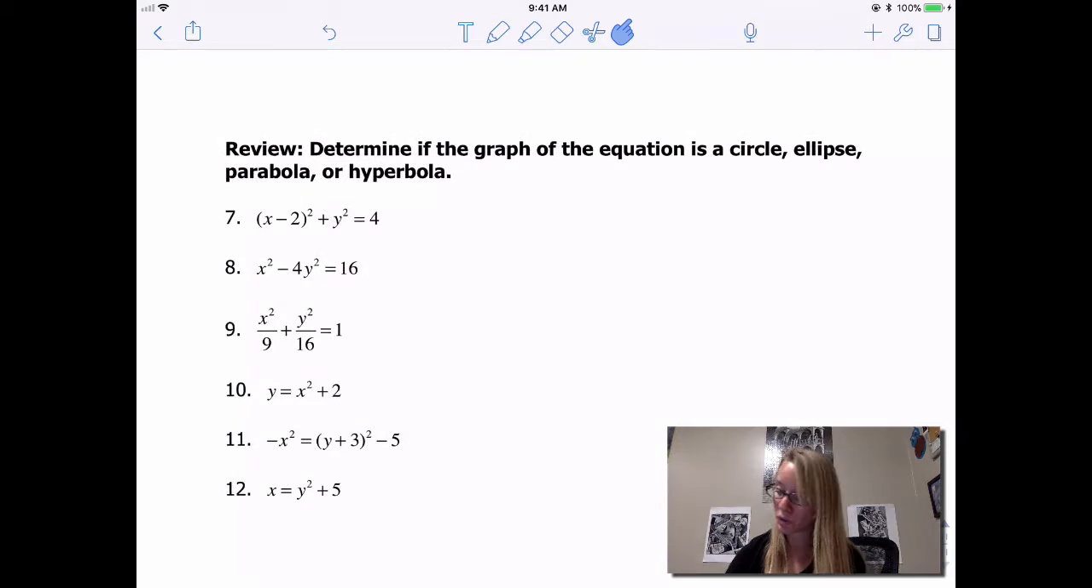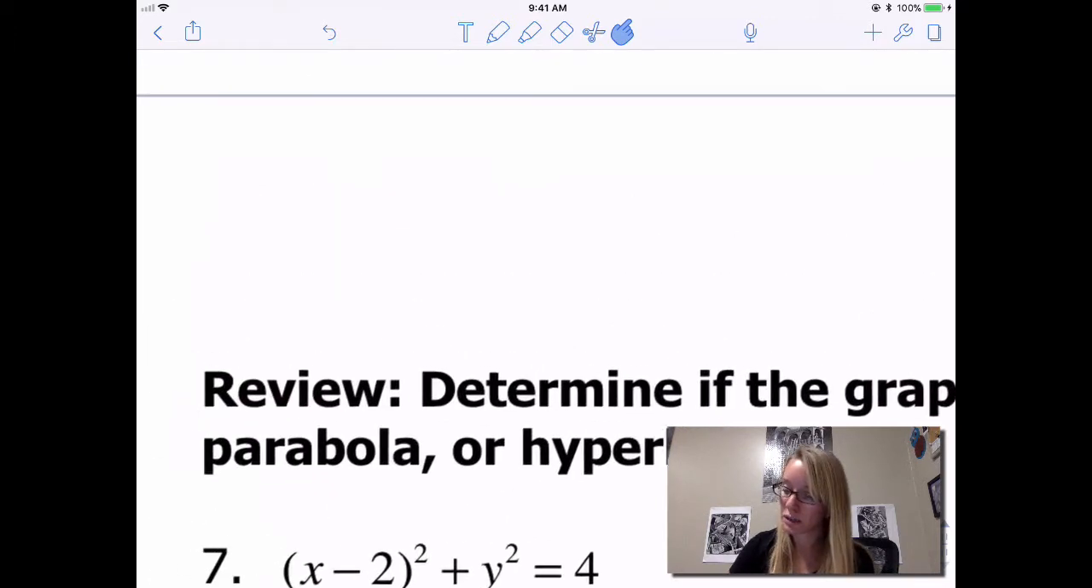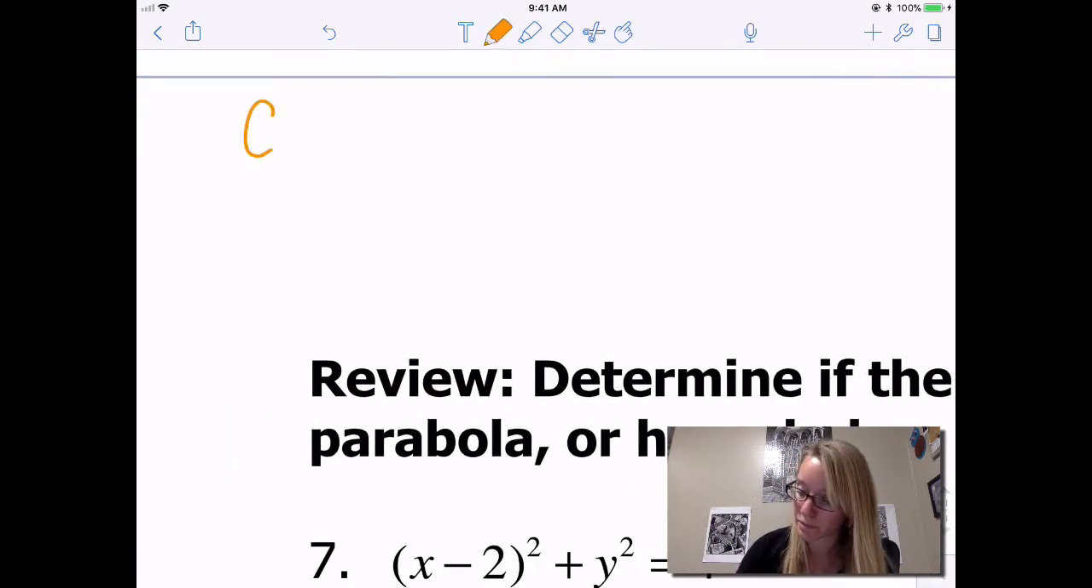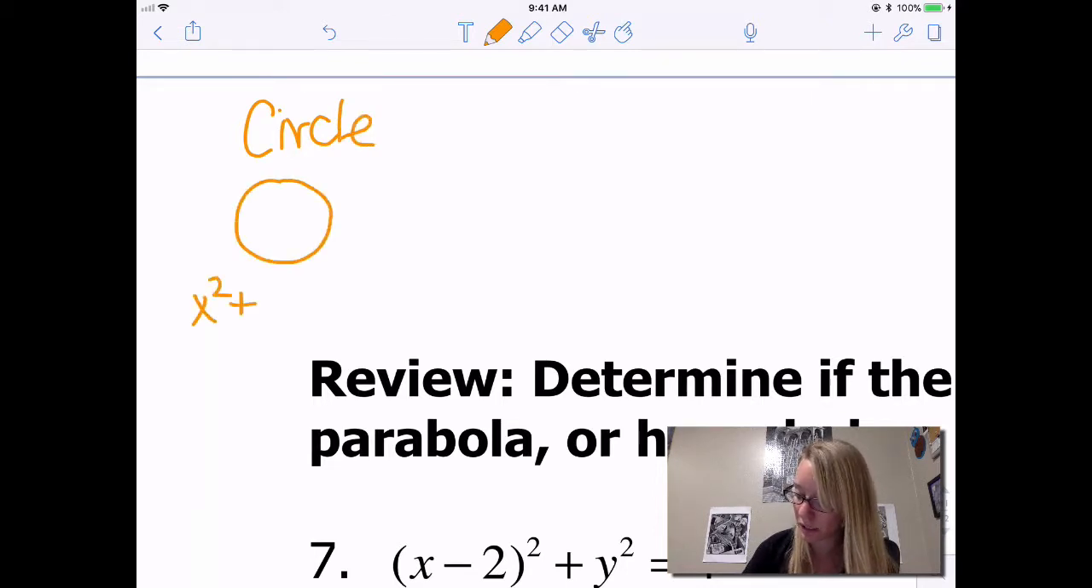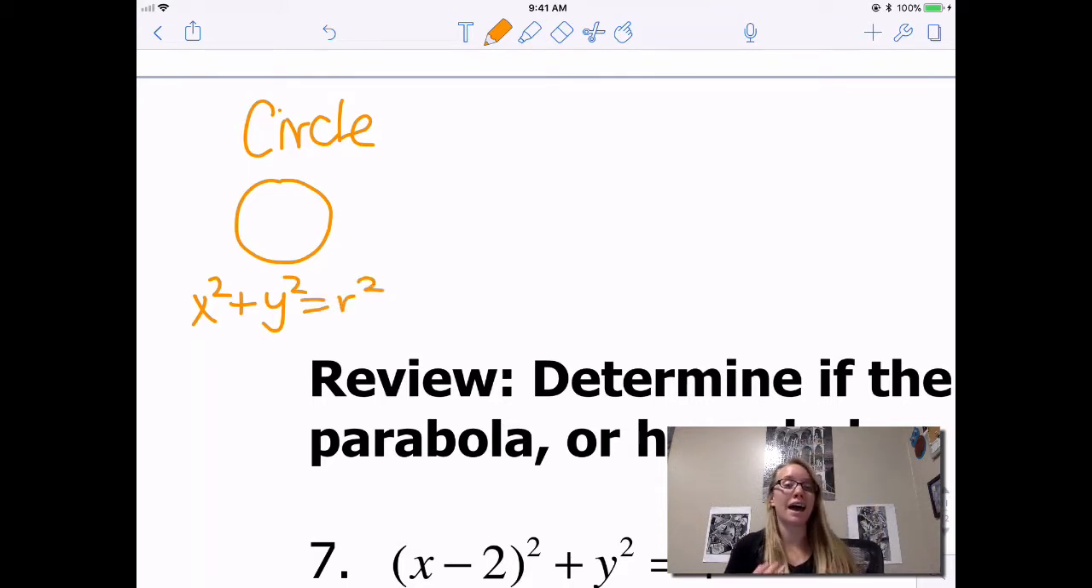The last thing I'm going to do quickly is just determine if the graph is a circle, ellipse, parabola, or hyperbola. So just a little bit of review. If we've got a circle, remember that that looks like this. This is always x squared plus y squared equals r squared. Notice x and y are squared, and the coefficients are the same. You've just got a 1 and a 1, or you could even have a 2 and a 2, or a 5 and a 5.